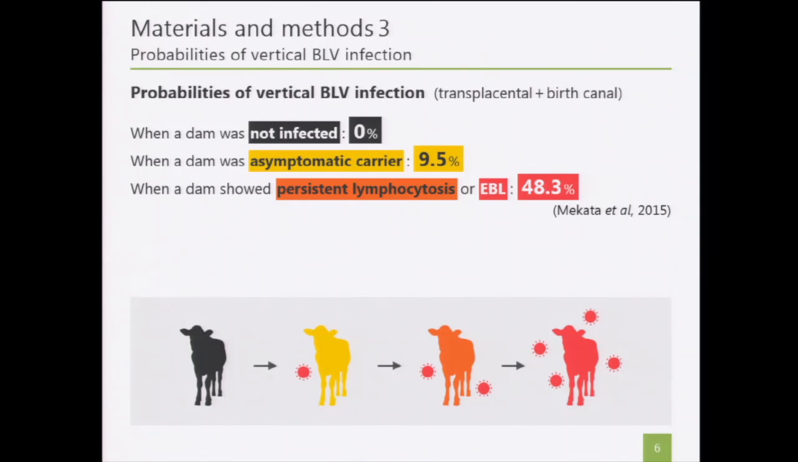Probability of vertical BLV infection is dependent on BLV infection status of dams. When a dam was not infected, the probability of vertical infection was 0%. When a dam was an asymptomatic carrier, the probability of vertical infection was 9.5%. When a dam showed persistent lymphocytosis or EBL, the probability of vertical infection was 48.3%.